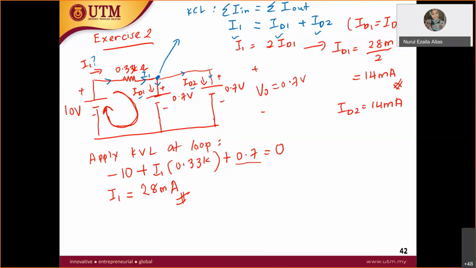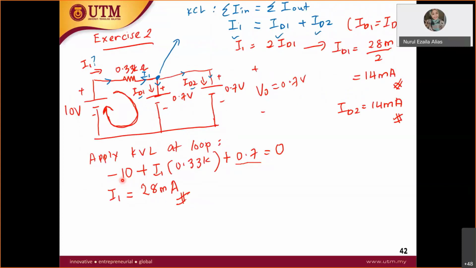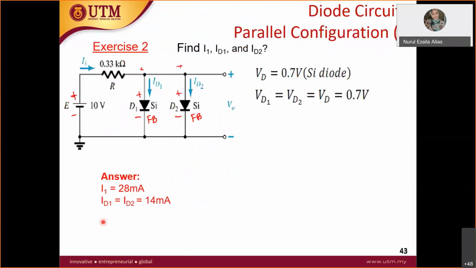All right, so I think with this example you at least have an idea of what happens to diodes in parallel connection, parallel configuration. This is how you do it. This is the answer, this is the solution. Do you have any question regarding this example? If not, I can move forward to the next example.